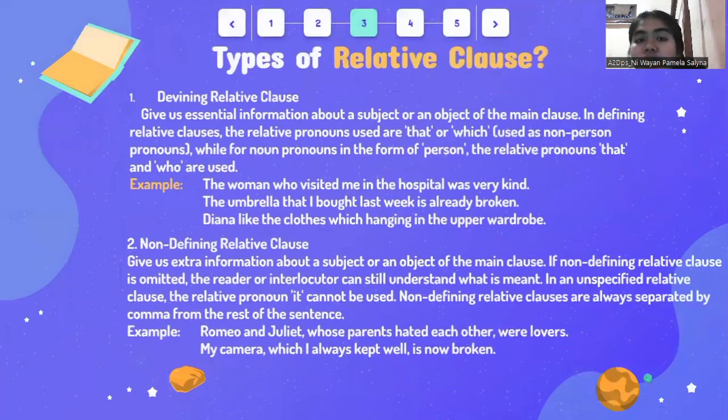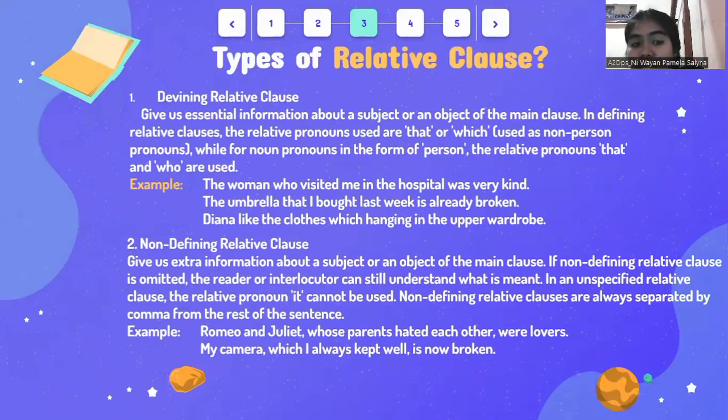Okay, next, two types of relative clause. First is defining relative clause. A defining relative clause gives us essential information about a subject or an object of the main clause. In defining relative clauses, the relative pronouns used are that or which, used as non-person pronouns, while for persons, the relative pronouns that and who are used.